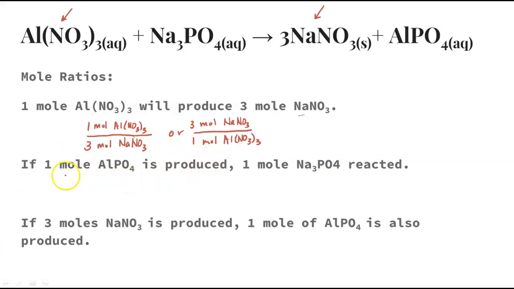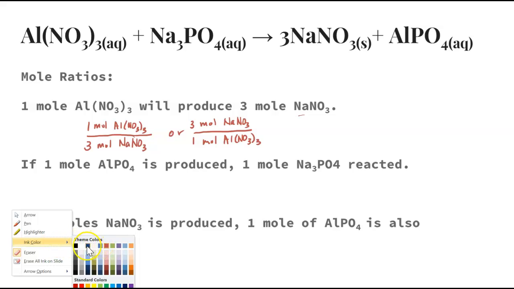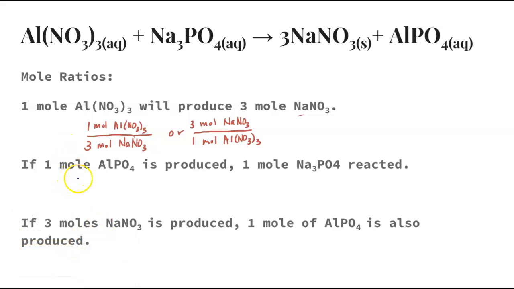So let's try the next one. In the next one, I'm going to go ahead and erase these markings here, and we're going to use a different color. For the next one, I'm looking at the ratio of aluminum phosphate to sodium phosphate. So I know that if I produce 1 mole of aluminum phosphate, it means that I reacted or started with 1 mole of sodium phosphate.